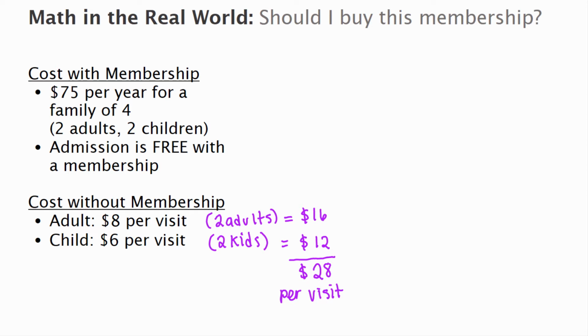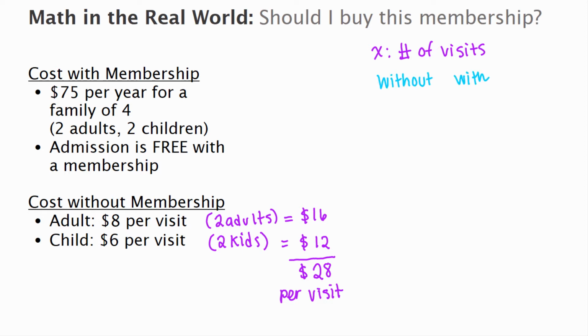Now the next thing I want to do is set up my equation, but before I do that, I need to label what my variable is. I want my variable to represent the number of visits so I can determine how many visits would make it worth it to get the membership. So now that I know that x represents the number of visits, let's set up our equation. On one side of the equation, we're going to have the cost without the membership, and on the other side of the equation, we're going to have the cost with the membership, since we want to see how many visits are going to make these two costs equal to each other.